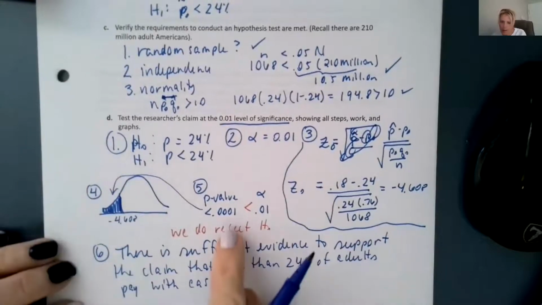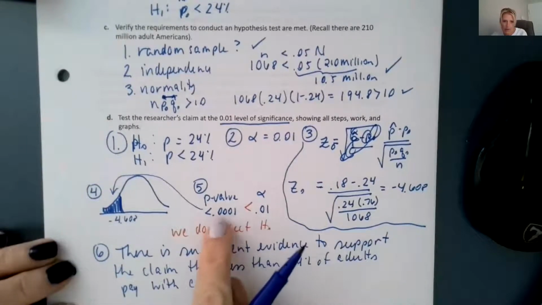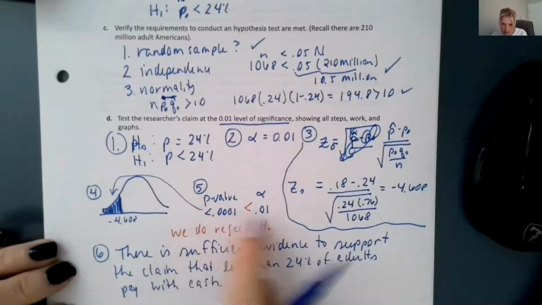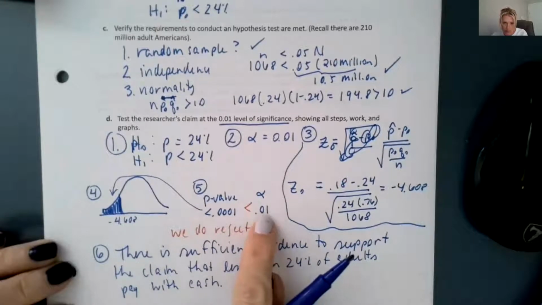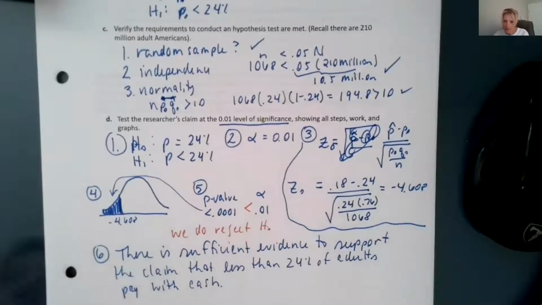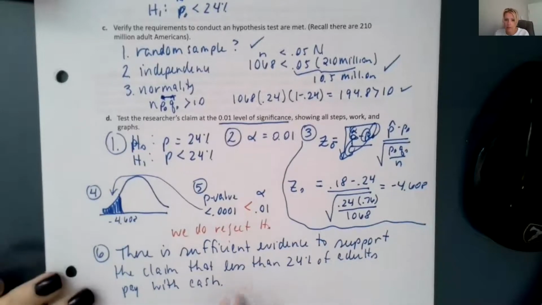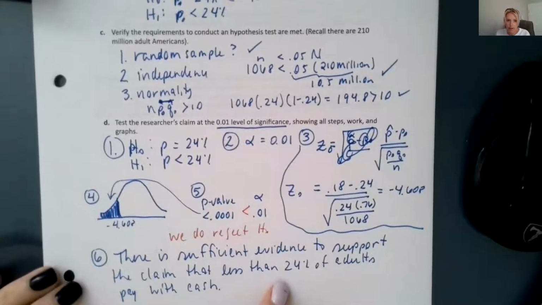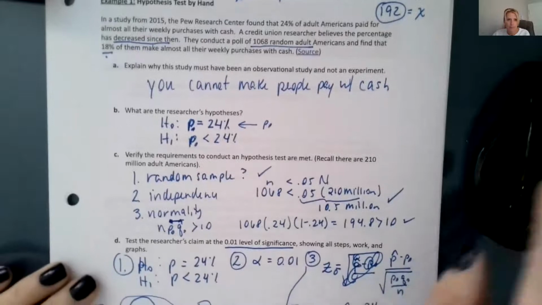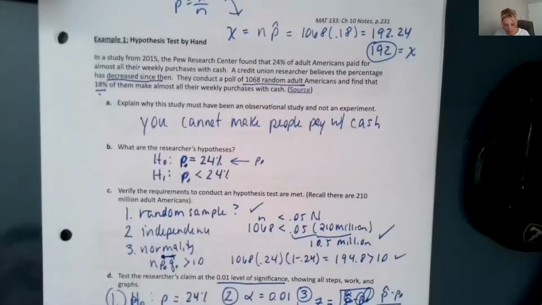Okay, because the likelihood of this event happening is so small. It's less than what our tolerance is. Our tolerance is 0.01 or 1% tolerance. And it did happen. That was our sample. Unless it was a weird fluke, right? There is sufficient evidence to say that we have less than 24% of adult Americans paying with cash. Yep. Okay, so let's go ahead and flip the page.